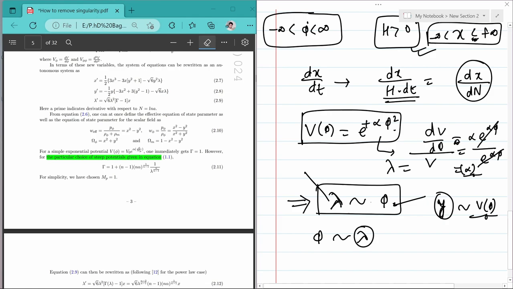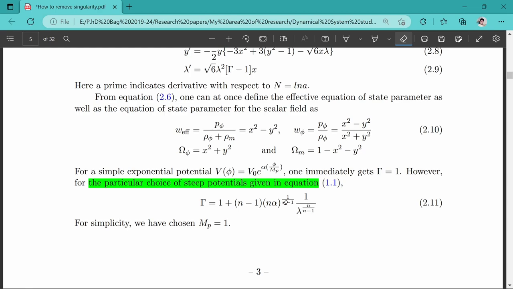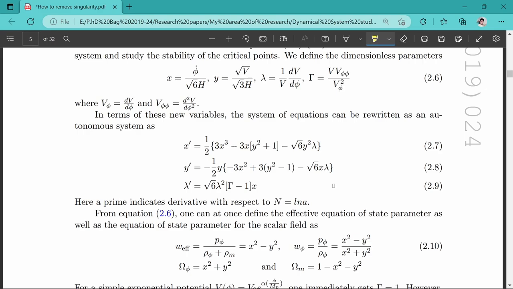So now we have written one more dynamical equation corresponding to lambda prime, and gamma can again be written in terms of lambda. They have already defined here gamma is equal to 1 plus (n minus 1) into n alpha 1 over n minus 1, over 1 over lambda to the power n over n minus 1. In this way, we have defined each and every parameter of the dynamical system in terms of one another, and our dynamical system is closed, as you can see.